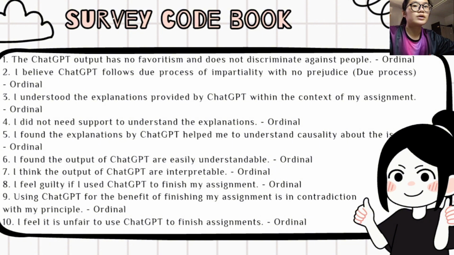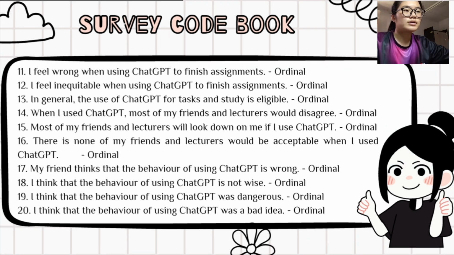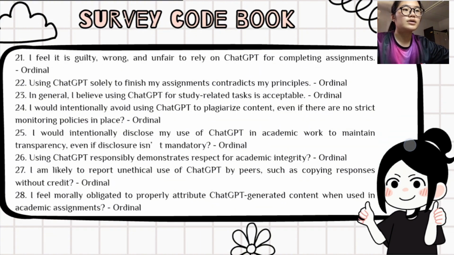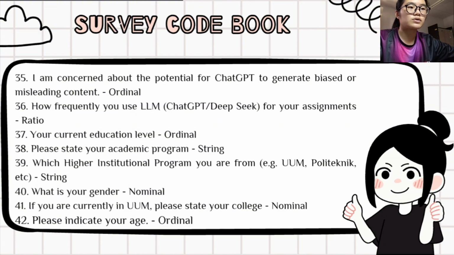Here is our survey codebook. This codebook provides a detailed guide to the variables in our survey dataset. So, we can see from question 1 until question 35, the variables are in ordinal. There are 6 options that can be chosen, that is, strongly disagree, disagree, somewhat agree, and strongly agree. And for question 36, it is in ratio, that is, the options never, rarely, sometimes, very often, and always.